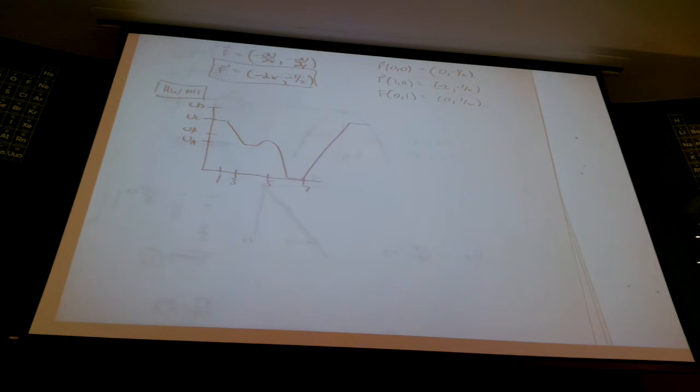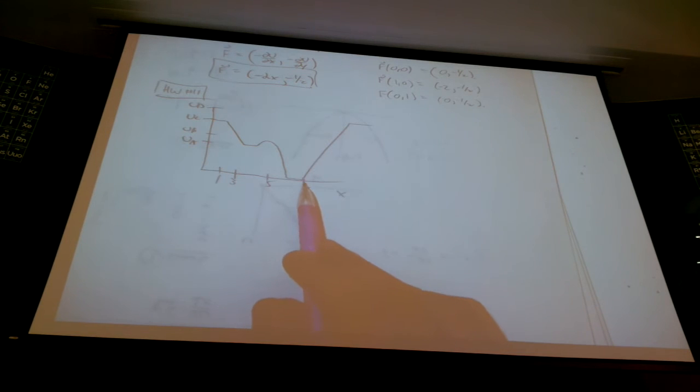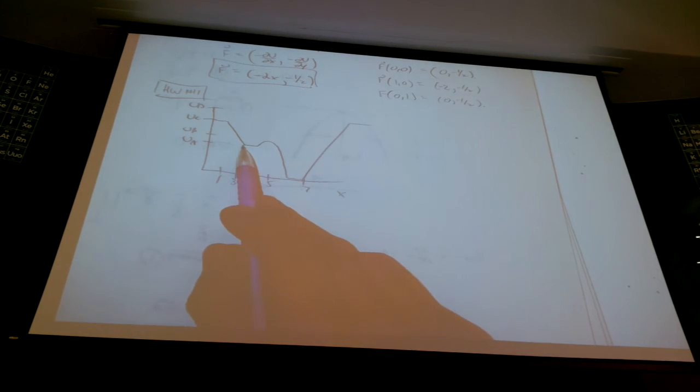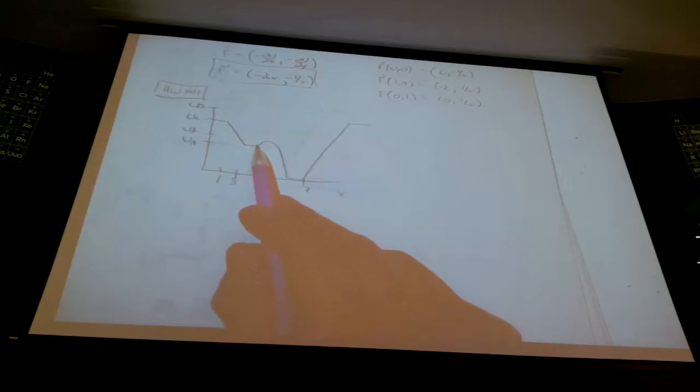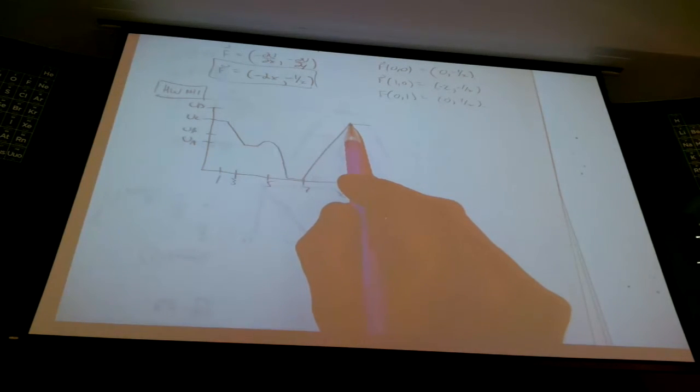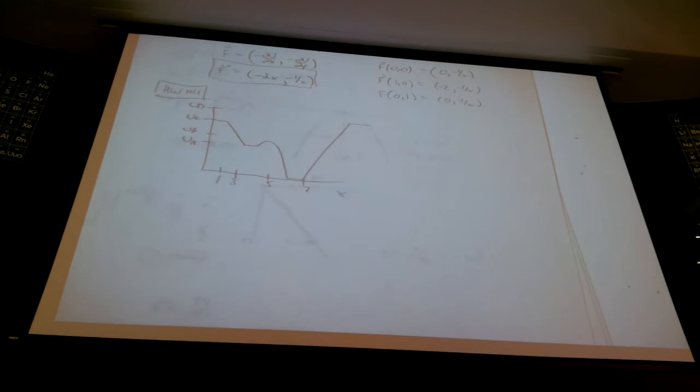Okay, so that's the potential energy function as a function of x. What that means is if I'm over here, I have 0 potential energy. If I'm over here, I have UA potential energy. If I'm over here, I also have UA. And again, we can visualize the force by looking at this graph. It just tells you the negative of the slope.